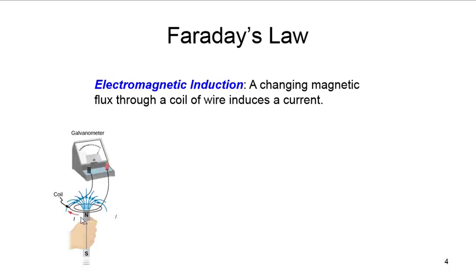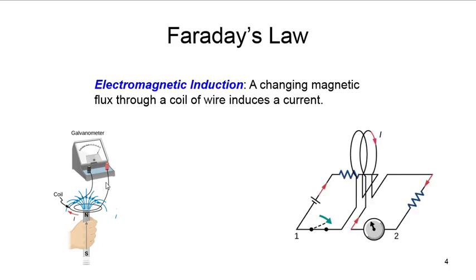So in this example, when we move the magnet through this coil, as you move the magnet closer and closer to this loop of wire, the magnetic field strength gets bigger and bigger in that loop. So the flux through that loop is increasing. That represents a changing flux because the field strength is getting bigger, and that induces a current.